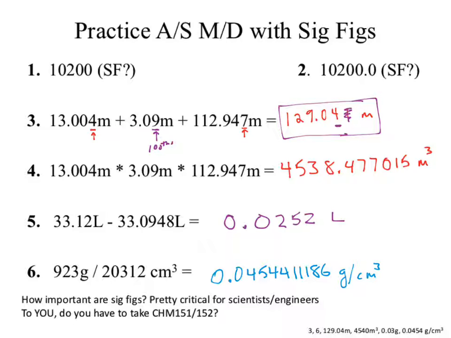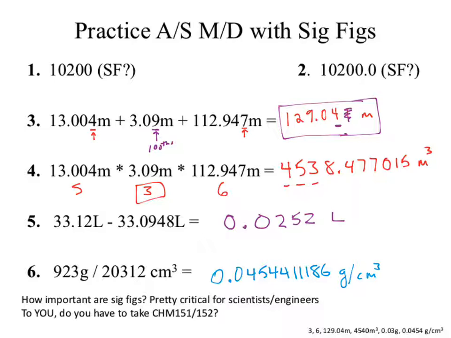When you move to the next one, number 4, you're looking at multiplication. Your calculator spits out a whole bunch of different numbers. How do we figure out where we report? Because this is multiplication, we go with the fewest number of sig figs. The first number has 5, 3, 6. So 3 is our answer. I can only report to 3 sig figs. 1, 2, 3.